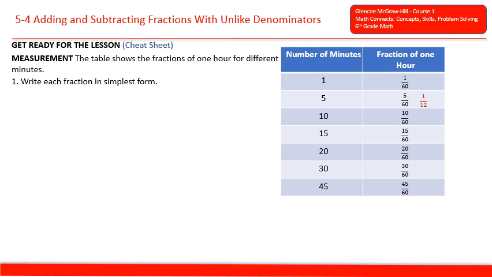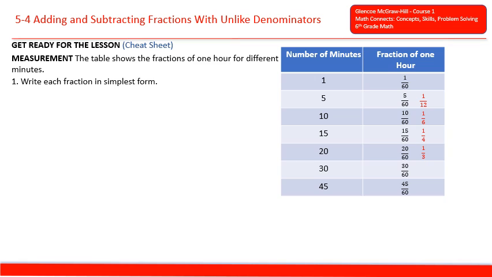10 minutes, we have 10 over 60, and we can divide 10 into 10 and get 1, and 10 into 60 and get 6. 15 minutes is 15 over 60, so that's 15 minutes over 60 minutes. And if we simplify that, 15 will go into 15 once, and 15 will go into 60 4 times. Then we have 20 minutes, which is 20 over 60, and the greatest common factor is 20. So 20 will go into 20 once, and 20 will go into 60 3 times.